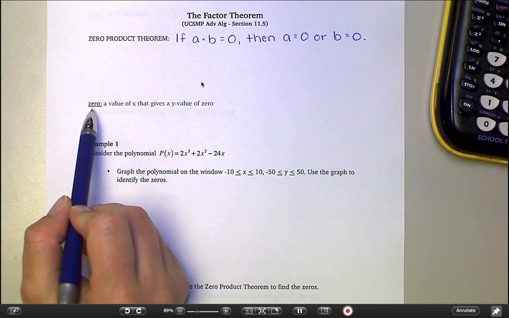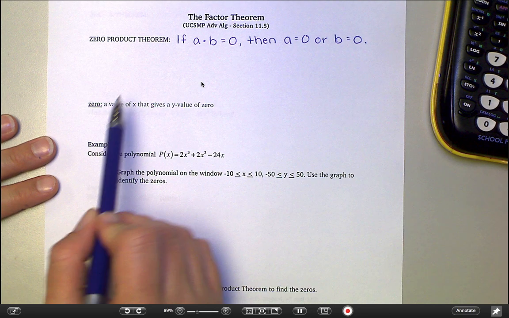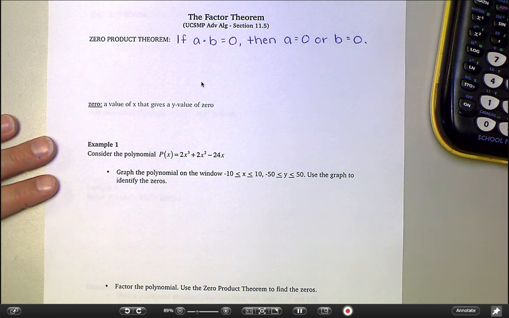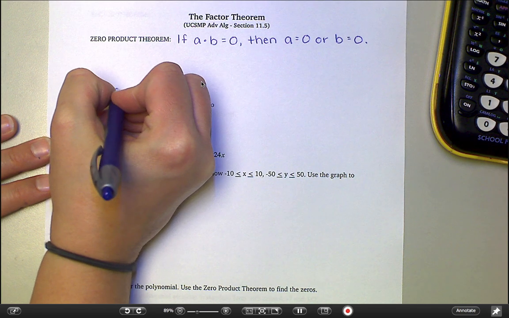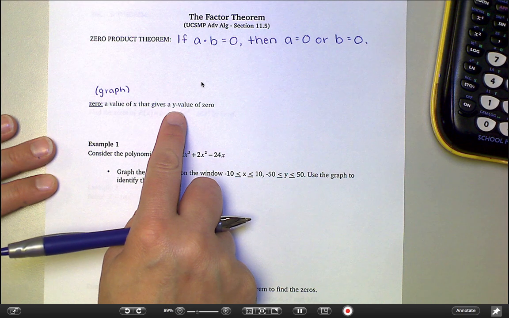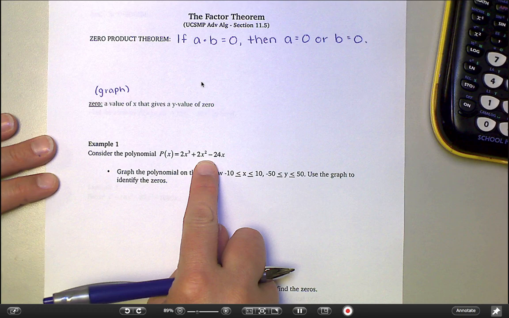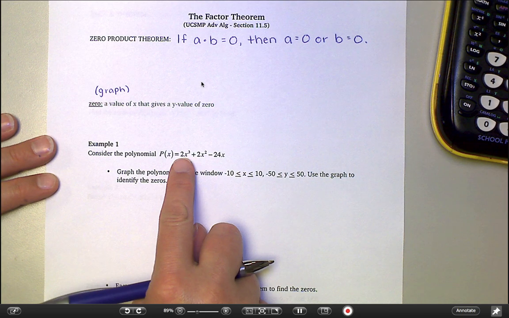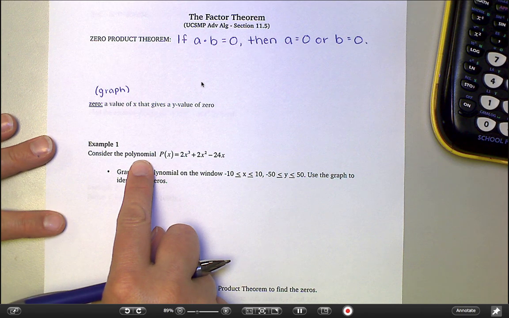And then the other thing I want to talk about is a 0. Now, this is different than like the number 0, but a 0 on a graph is the place or a value of x that gives a y value of 0. So if we think about like this function right here, the zeros would be the values of x that I could plug in, and it would make the whole thing come out to equal 0.